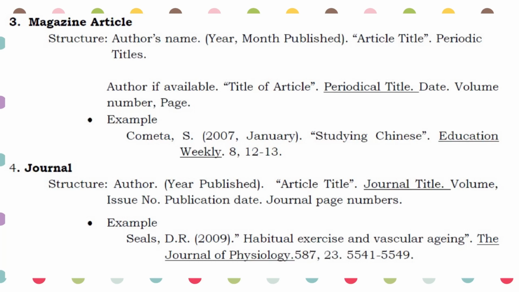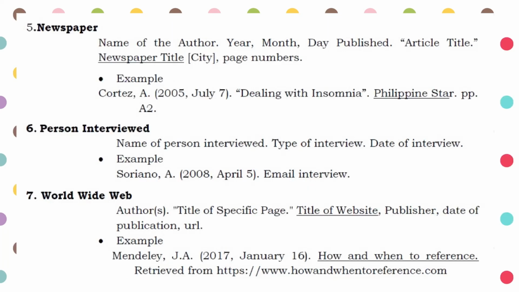Number 4. Journal. Structure should be author, year published, article title, journal title, volume, issue number, publication date, journal page numbers. Number 5. Newspaper. Name of the author, year, month, day published, article title, newspaper title, city, page numbers. Number 6. Person interviewed. Name of person interviewed, type of interview, date of interview. Number 7. World Wide Web. Structure should be author, title of specific page, title of website, publisher, date of publication, URL.